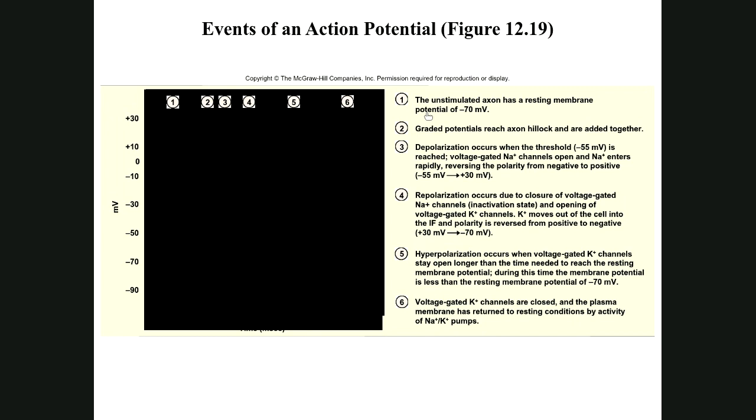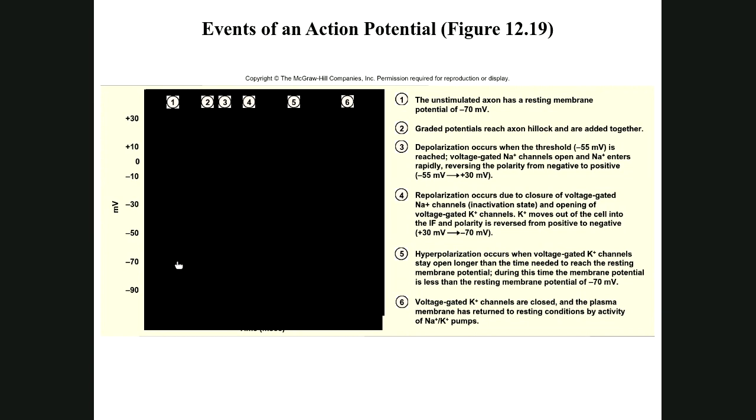Now, let's start with step one. Step one, we are basically, and again, I can't see my image, so I can't point it out. I'm just going to have to verbally walk you through it. Step one, we're at resting membrane potential. So step one, resting membrane potential, we're just chilling, right? We're at minus 70 millivolts. So if we're looking at this picture, we should be down here, minus 70, a nice flat line.